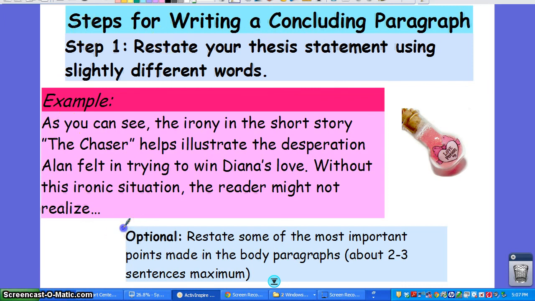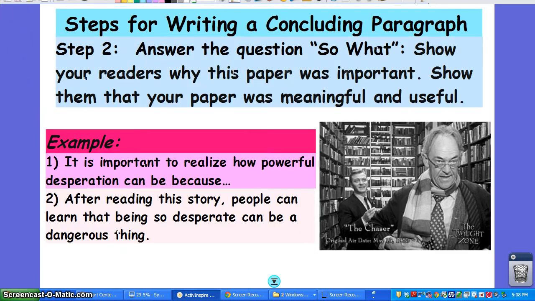And again, some essays, not all, restate some of the most important points that were made in the body paragraphs. So this is optional. It doesn't necessarily work for every essay, and it's not mandatory for every concluding paragraph, but it is a very common strategy that many people use for their conclusions. Alright, so step 2, I'm going to answer the so what question.